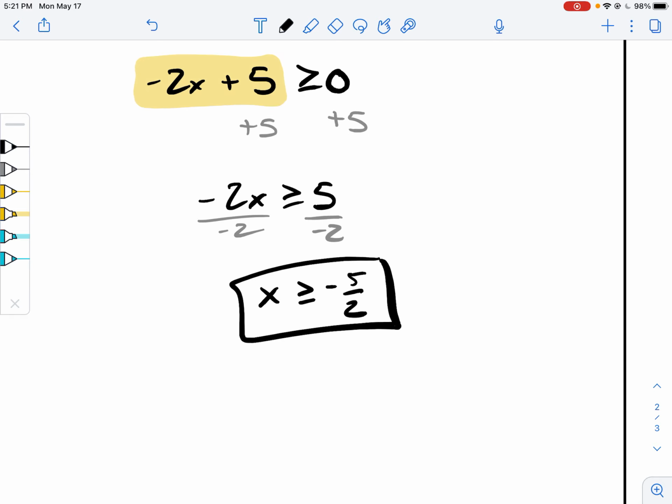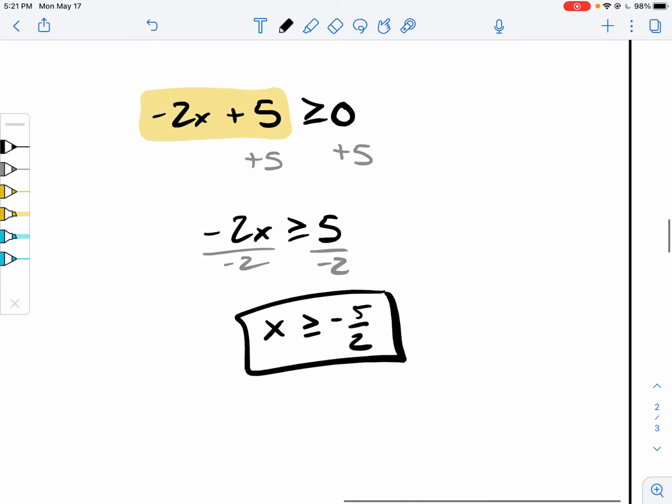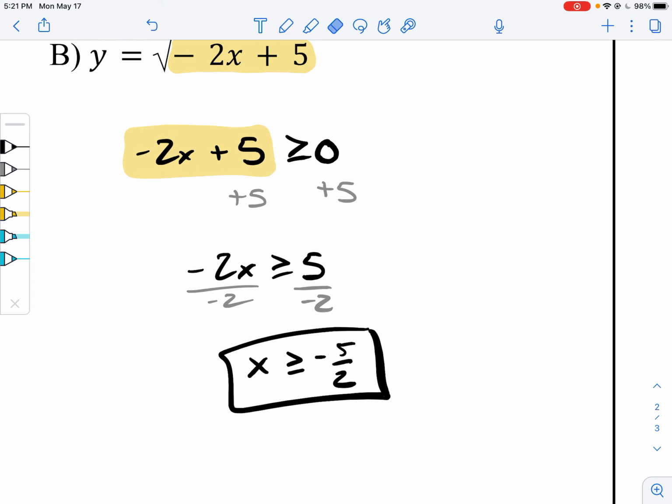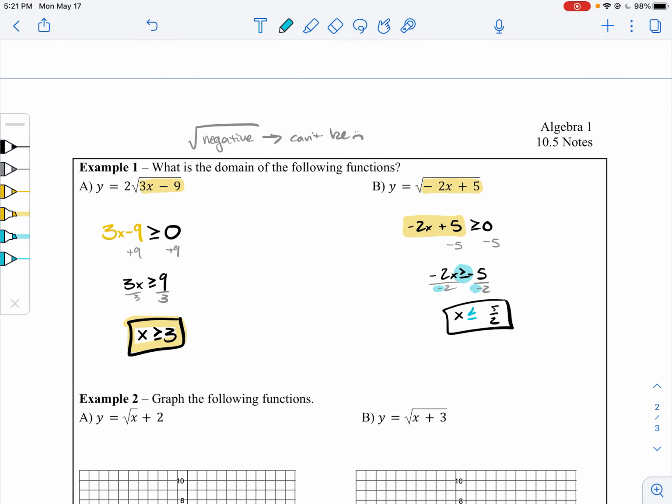Wait a second. I did this wrong. My bad. I did 2 things wrong. Okay, we need to subtract 5, which gives us minus 5. And then also, when we divide by negative 2, we need to flip that guy around. So we get x is less than or equal to 5 halves. That's what you get for going fast. Always check your work, you guys.